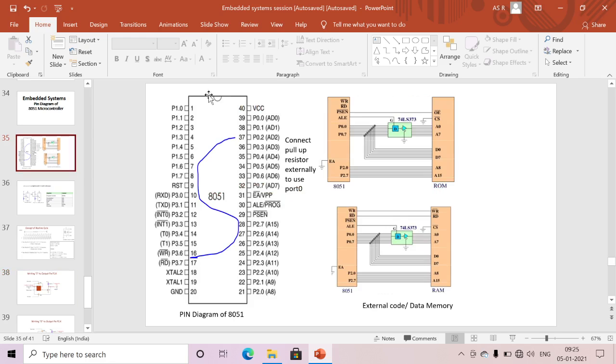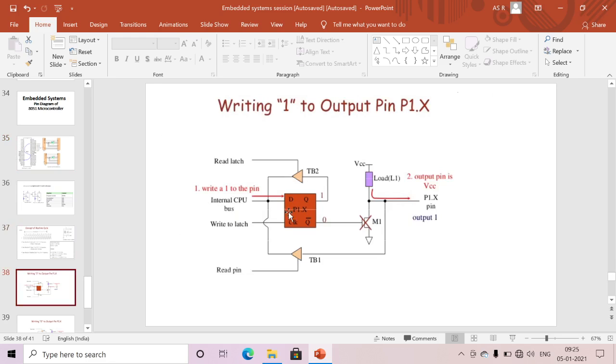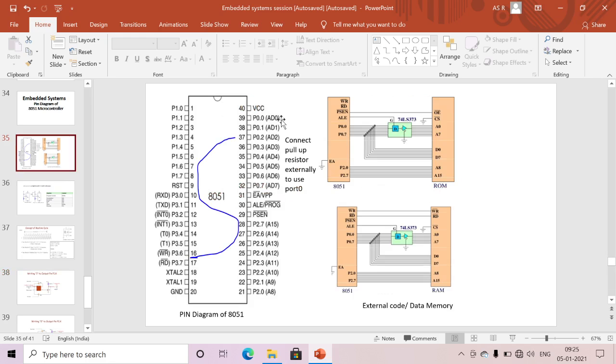For example, let us assume port 1.0. I'm writing one from the CPU. Here I'm writing one, and I will get the latch output. Write to latch: let us assume I'm giving one here, so I will get one as output; whatever I give as input, I get as output here. Q bar is the complement. One means zero, and here zero means this switch will be open. Okay, here pull up: as we discussed in the initial pin diagram, port 0 doesn't have any pull up.